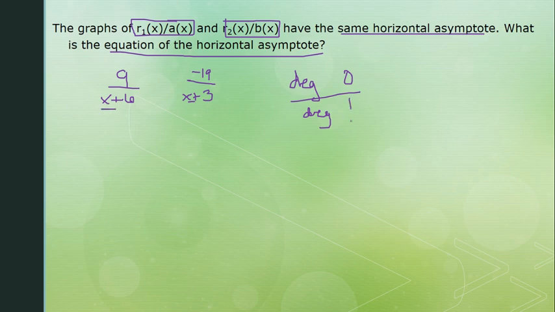So our degree on the bottom is greater than our degree on the top. So when that happens, from the 3, when our degree on the bottom is greater than our degree on the top, that means our horizontal asymptote is y equals 0. So that is our horizontal asymptote, y equals 0, since our degree on top is less than our degree on the bottom.